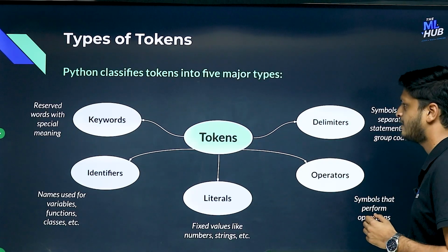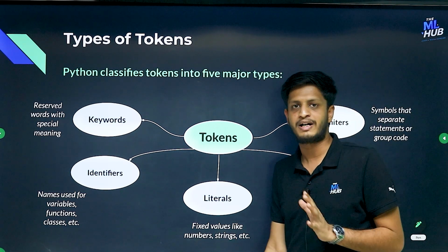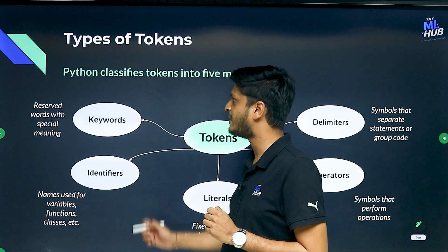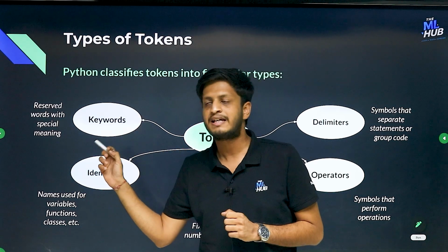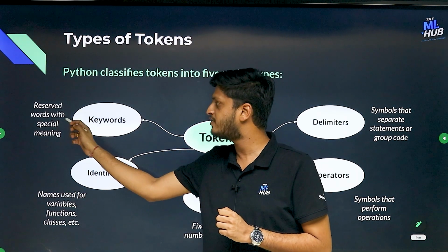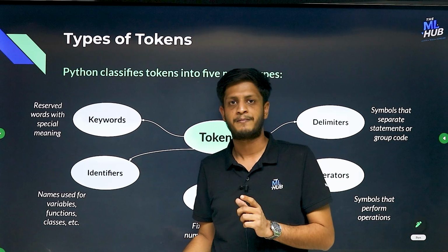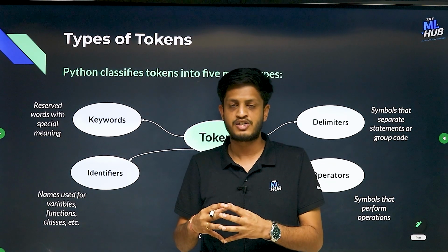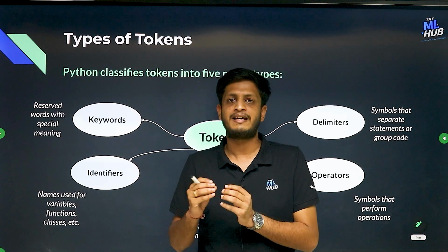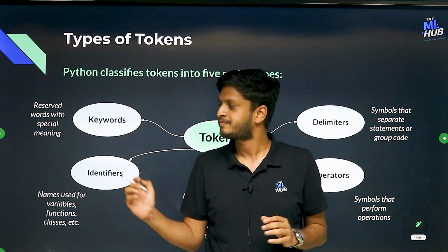Okay. So there are 5 different types of tokens present in the Python programming language. Python classifies tokens into 5 major types. First is keywords. Keywords are the reserved words with a special meaning. So we will see this. Keywords are reserved, they are fixed, and they have a special meaning and they cannot be used as anything else.